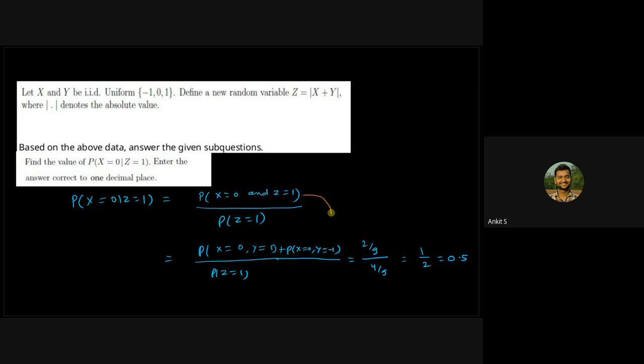How have I gotten from here to here, can anyone explain? Because x is equal to 0 and z equals 1, how does it imply these cases? Because that is the absolute sum of x and y, so we have both the cases, y is equal to 1 and y is equal to -1. In both of these cases z will be 1 because this is just absolute value. So we add both of these values, which will be 2 by 9 divided by 4 by 9. That will be 1 by 2.